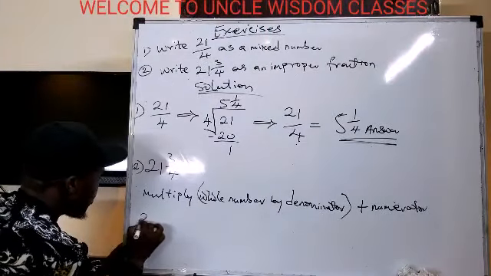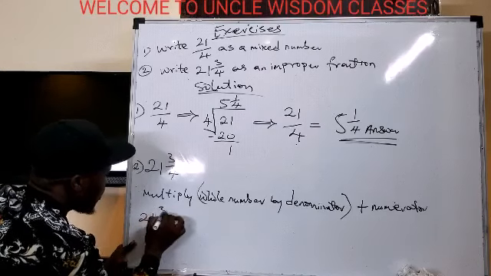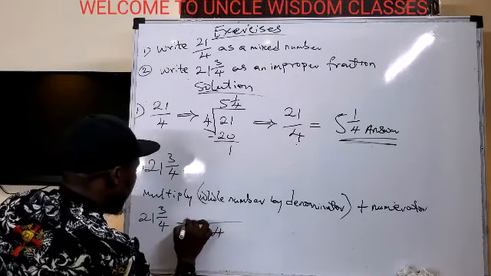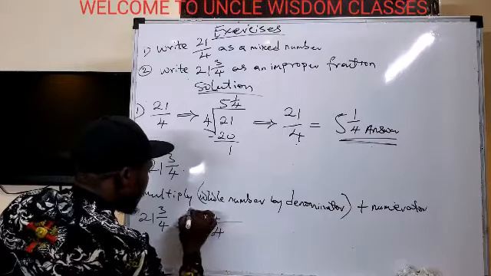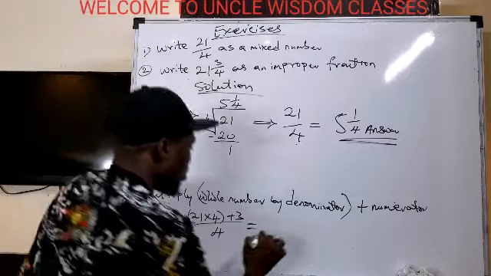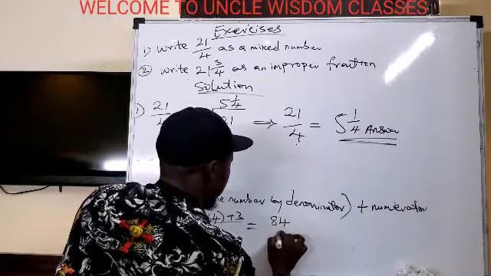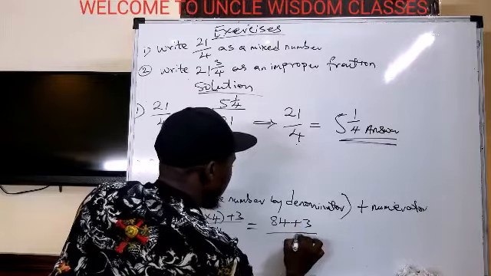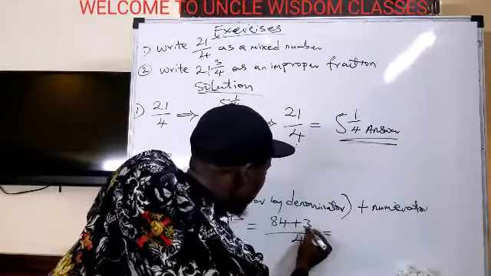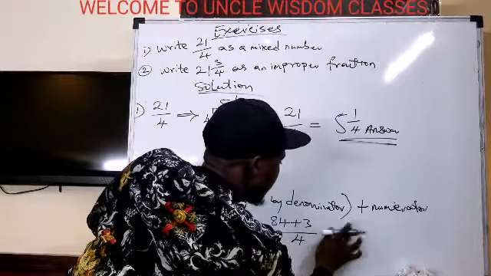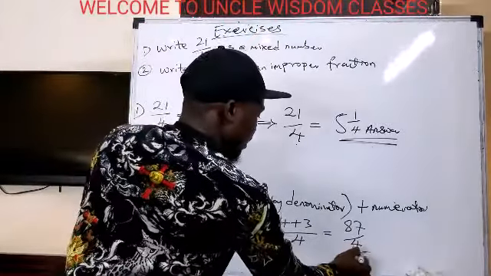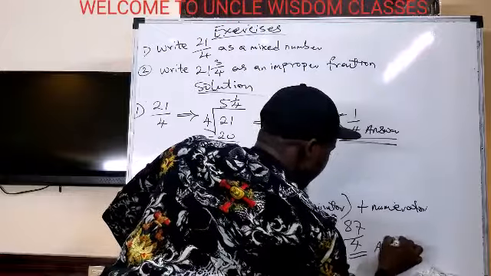So this implies 21 whole number 3/4 is equal to 21 multiplied by 4 plus 3 all over 4. 21 multiplied by 4 will give us 84, plus 3 all over 4, which is equal to 84 plus 3 will give us 87. 87 all over 4. So 87 all over 4 is our answer.